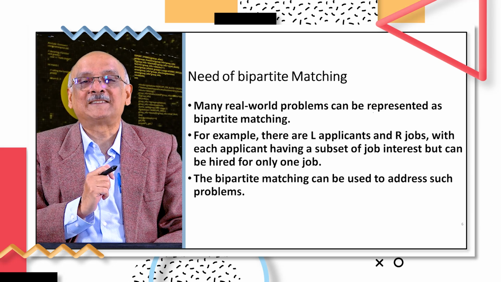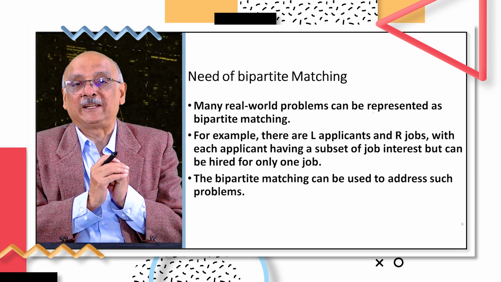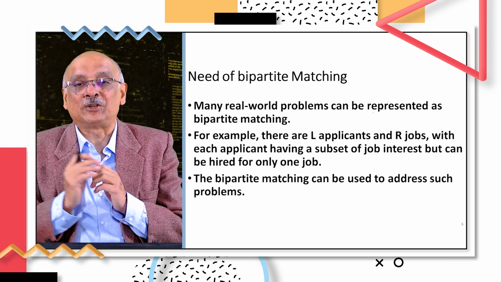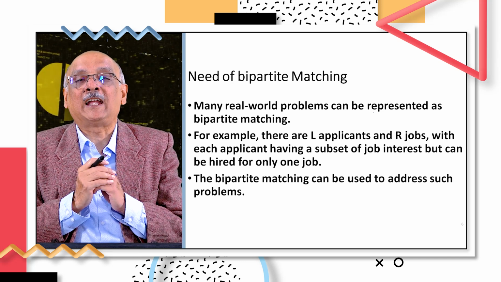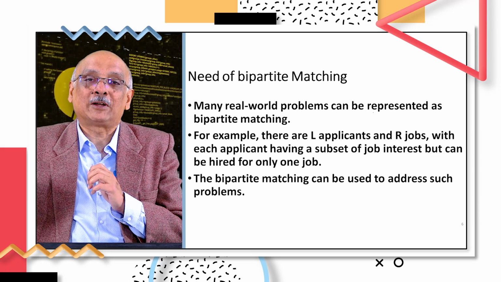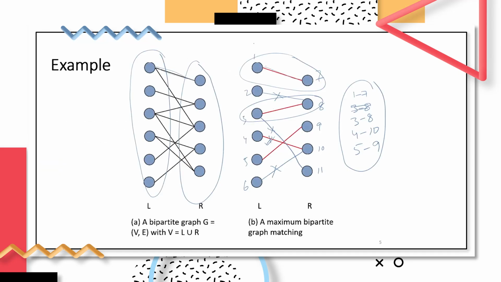Let's take a very simple example. Suppose we have L applicants and R jobs, with each applicant having a subset of job interests. So, these are L applicants, and these are my R jobs. Here we say applicants and jobs. This particular person may be interested in job 7 and job 9.